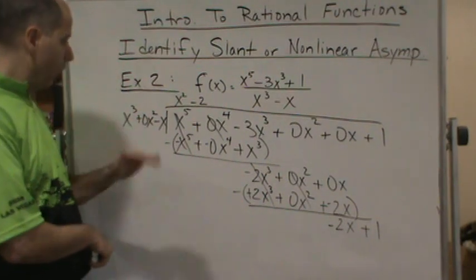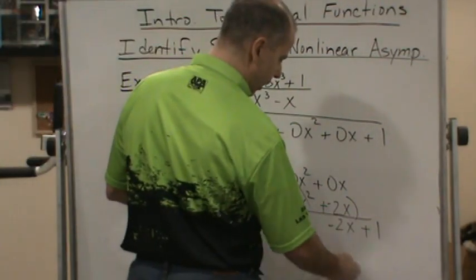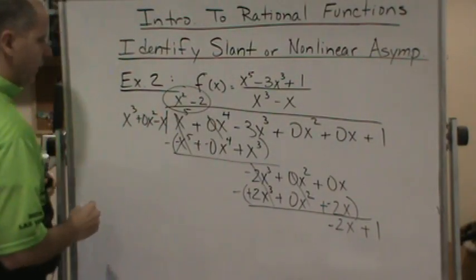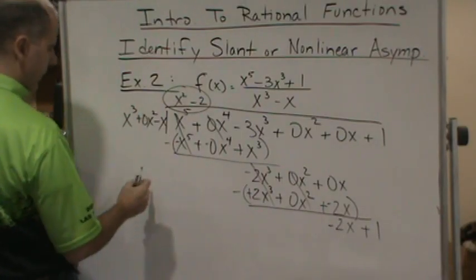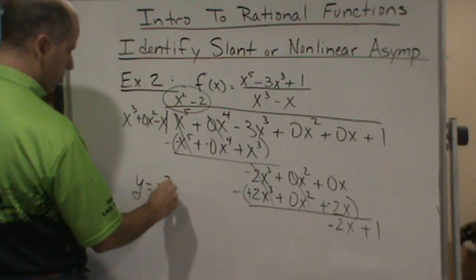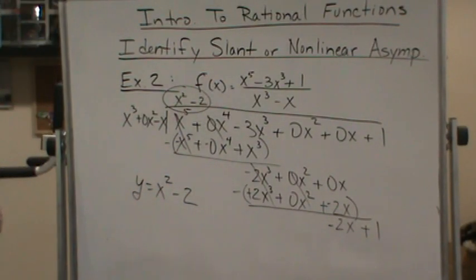So now we're done. At this point, this is our remainder, and our quotient is this right here. So that means our nonlinear asymptote is a parabola. So it's going to be y equals x squared minus 2. And that's going to be the equation of our nonlinear asymptote. In this case, it's a parabola that's shifted 2 units down. So it's our basic parabola, y equals x squared, just shifted 2 units down.